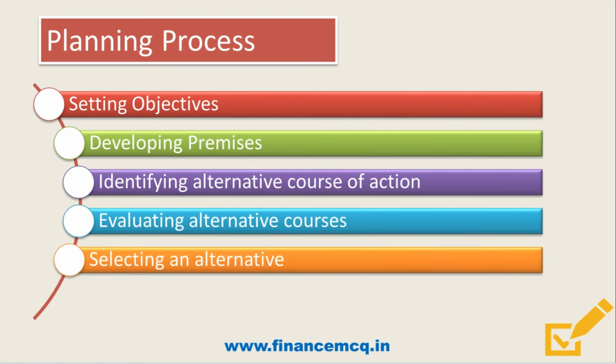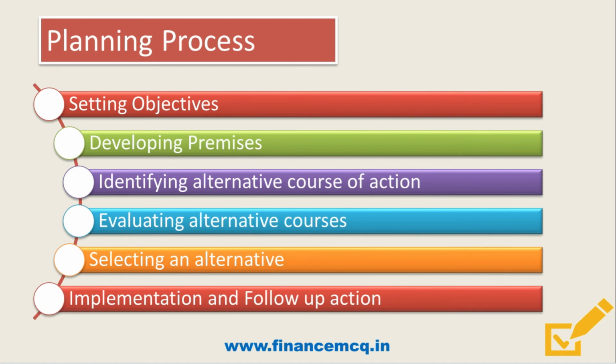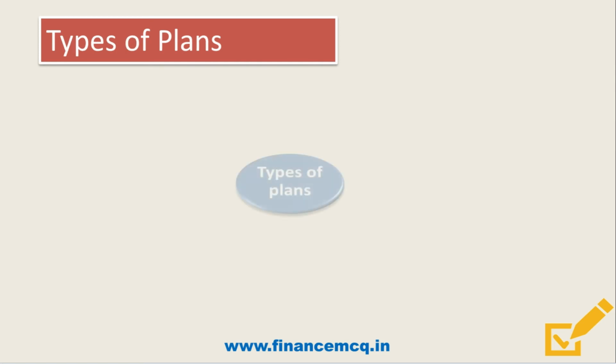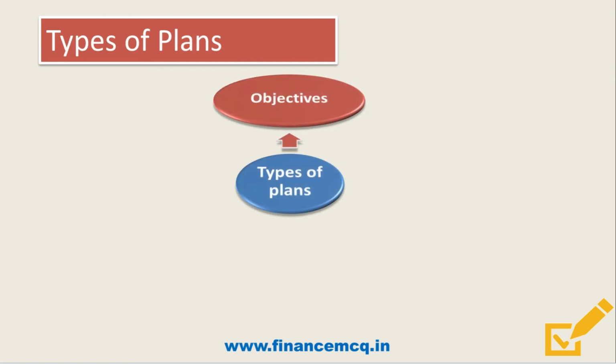Next is selecting an alternative. Once all the alternatives are identified, you have to select which alternative is the best. And the last is implementation and follow-up action. Once the alternative is decided, then we have to implement the plan and take follow-up action. Now we will move to the types of plans. The first type of plan is objective.